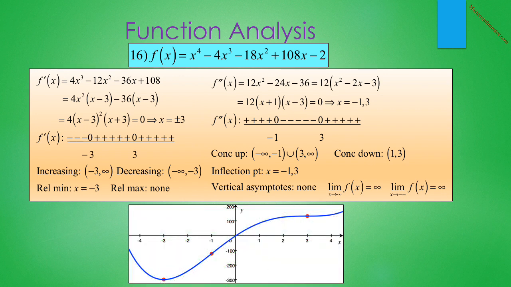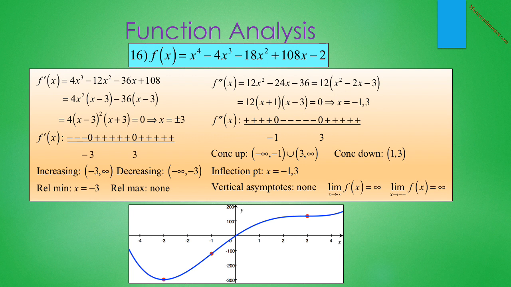Shown is the graph that confirms our answer. We show our relative minimum at x equals negative 3 and our two inflection points at x equals negative 1 and x equals 3. In order to determine the actual points, we would have to plug those values into the function itself.